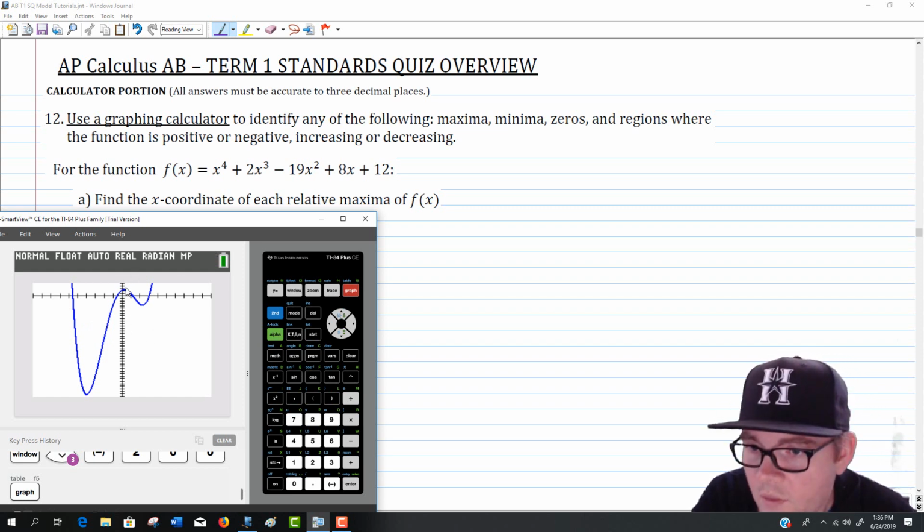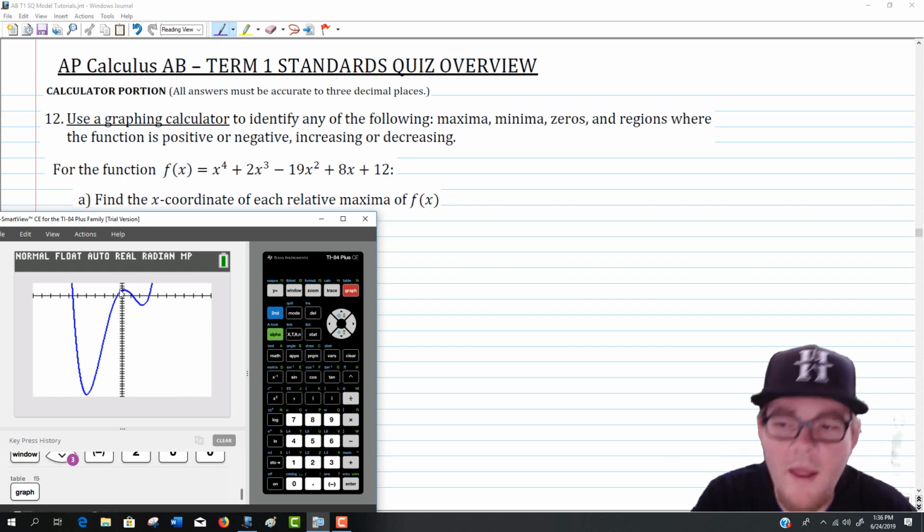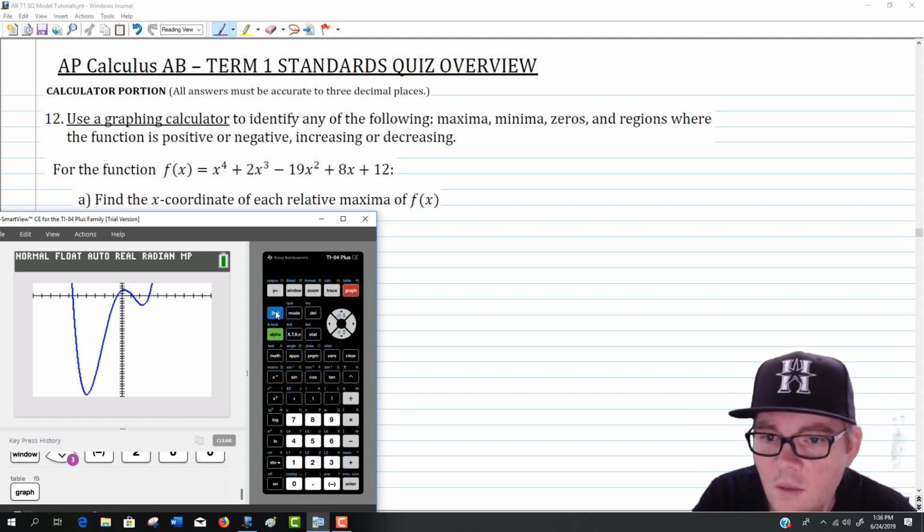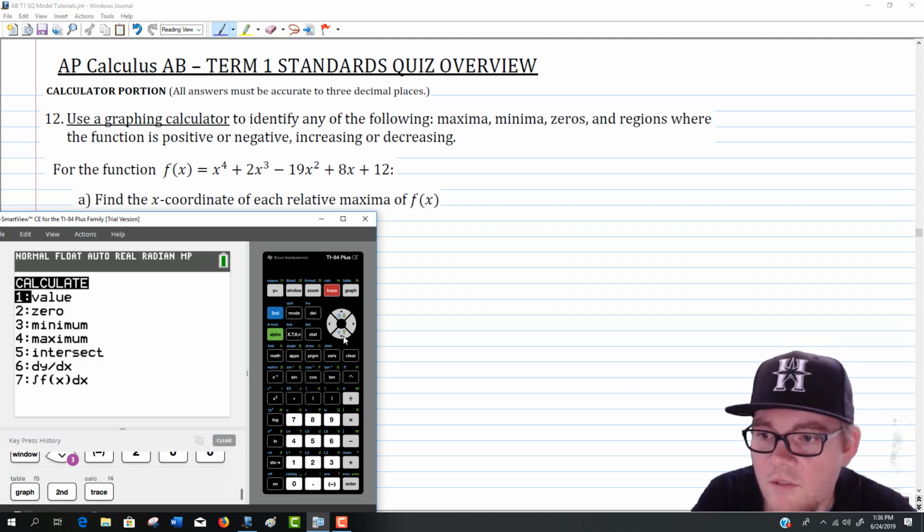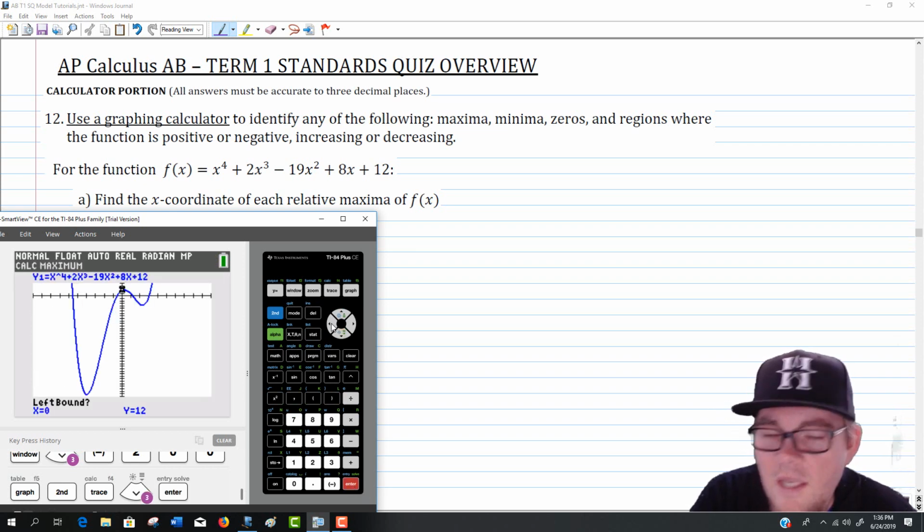So there's only one. I see one relative maximum right up there around the y-intercept, but not quite. So to get there, we're going to use the second trace menu. We're going to go to that button up there, go to the maximum option, and then we need to be to both the left and the right of that maximum point.